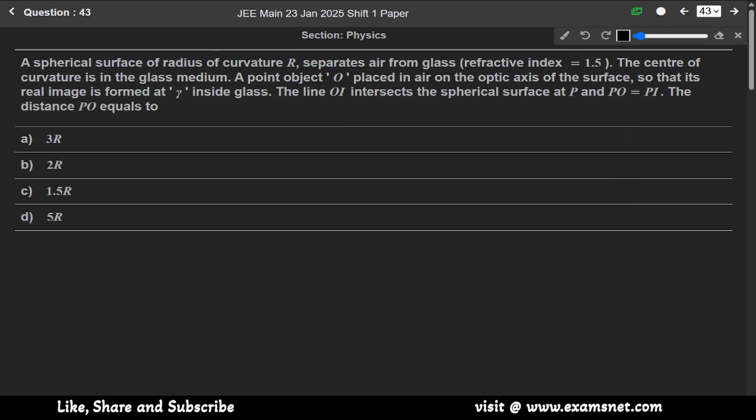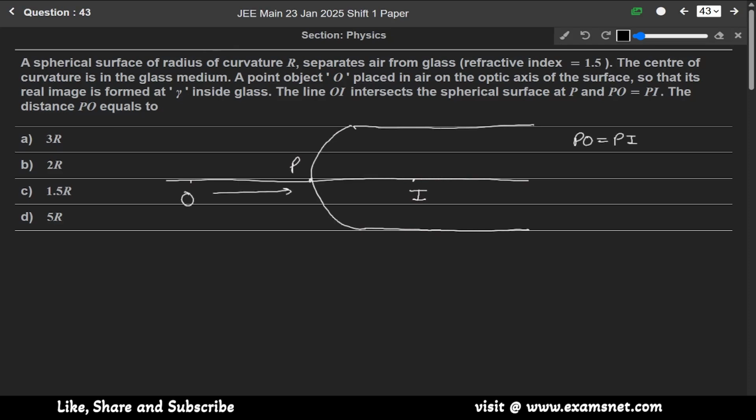Okay, let us try to draw this. So we are given with a spherical surface, and this is point P, this is O, and this is I. And according to the question, this PO is equal to PI, meaning if this distance is x, this will also be x, and this is the R, radius of curvature. This refractive index mu is equal to 1.5, and this is equal to 1. Okay, so we'll apply the formula. Let us say this is N2, this is N1.